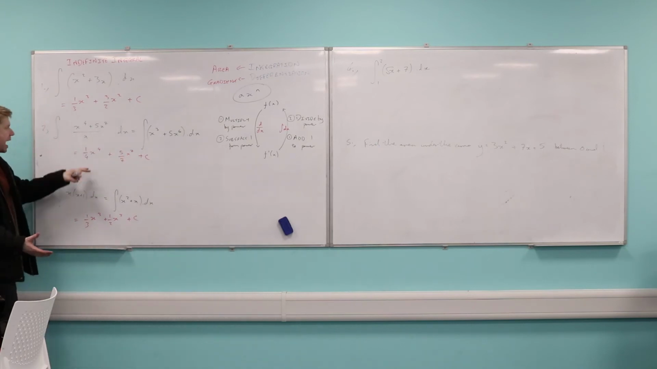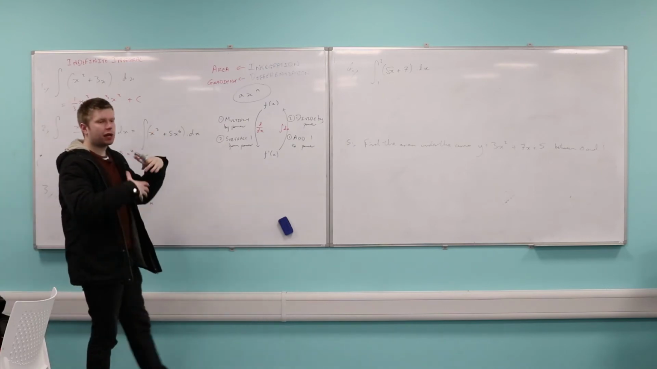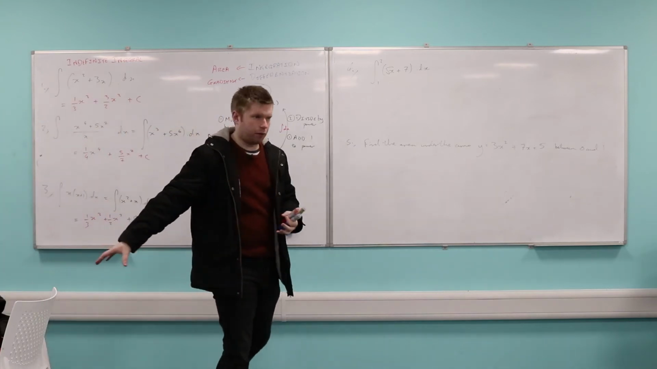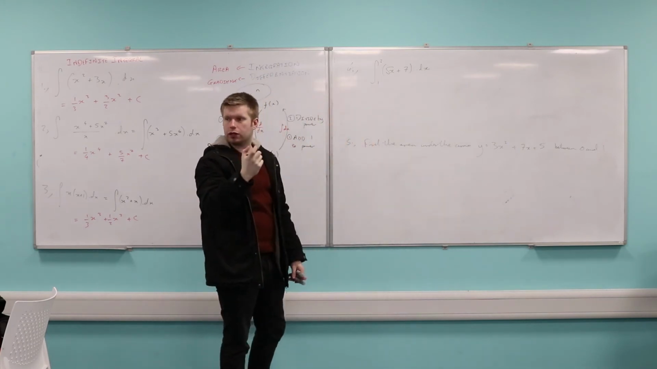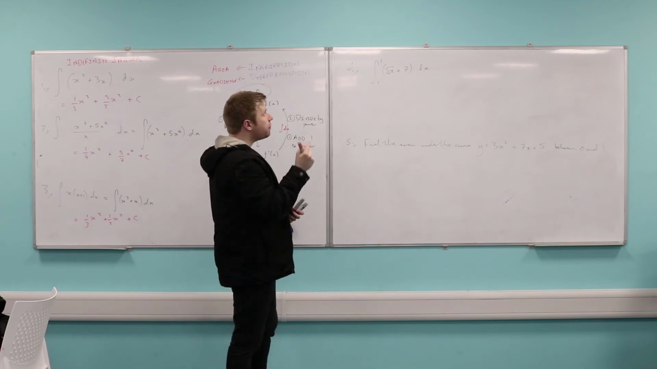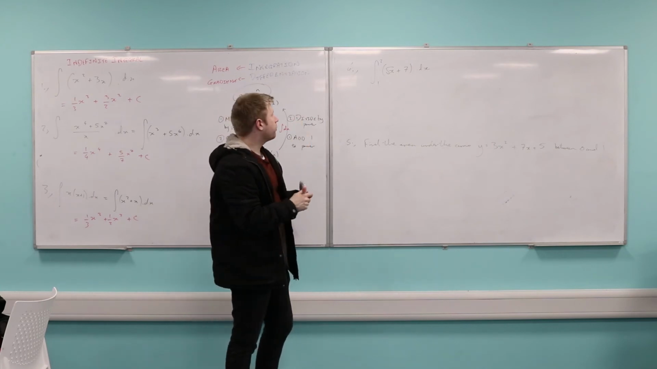Okay, so these are my area functions. Just like with differentiation, we had a gradient function. This is now my area function. But here I actually have two limits. I have two things that I want to find it between. So what type of integral is this? Perfect, definite integral.